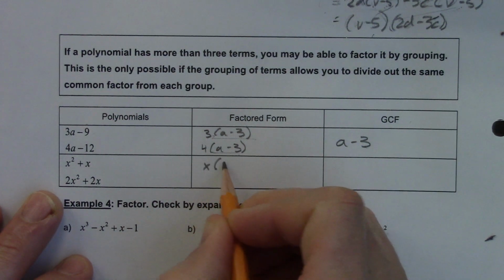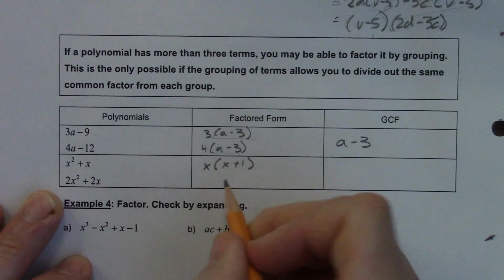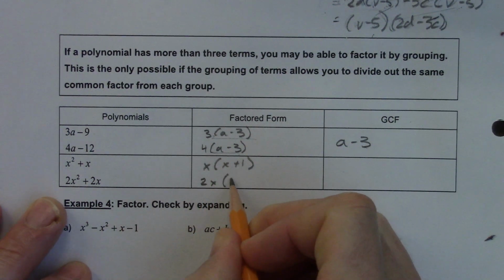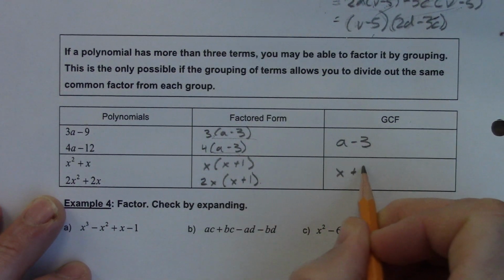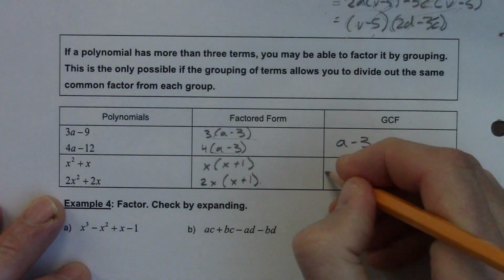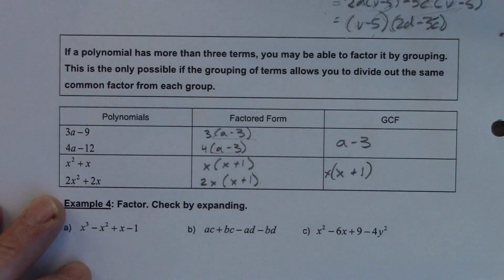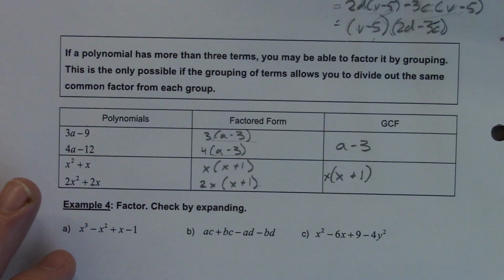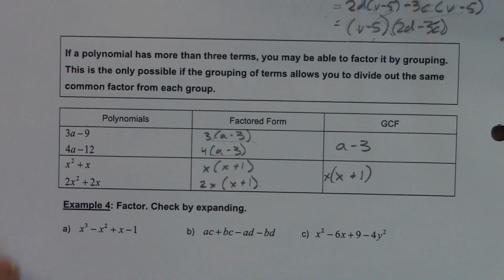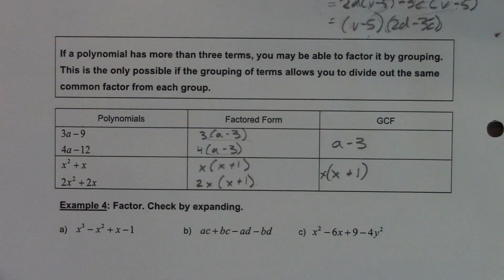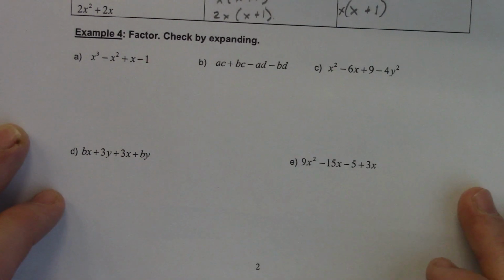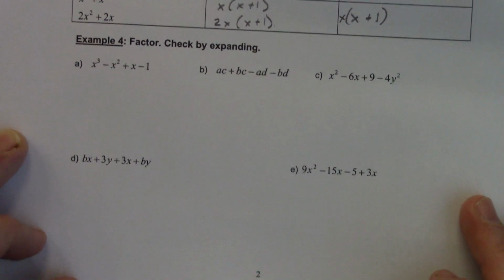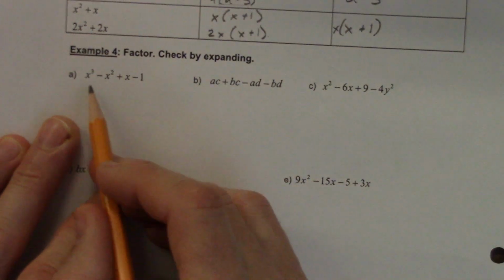Next, I'm going to factor out x plus 1. Here I'm going to factor out 2x, and I'm going to get x plus 1. My greatest common factor is x plus 1. Any questions? All right, sample 4. Factor, check by expanding. Okay, so greatest common factor here.